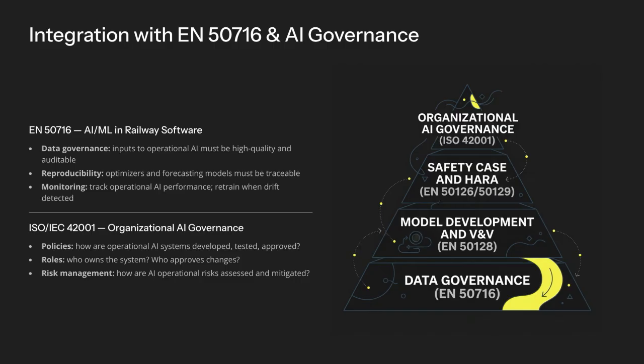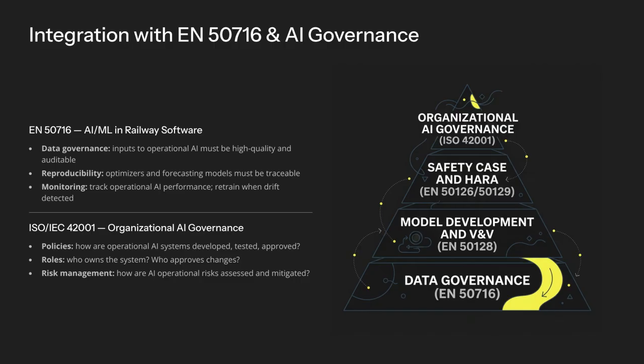Fourth, planner control. Any update to an operational AI system, a new model, a new rule set, a new data source, requires testing, impact assessment, and formal approval. The system that was validated last year may behave differently after an update. Change control exists to ensure that differences are understood before they affect live operations, not after.